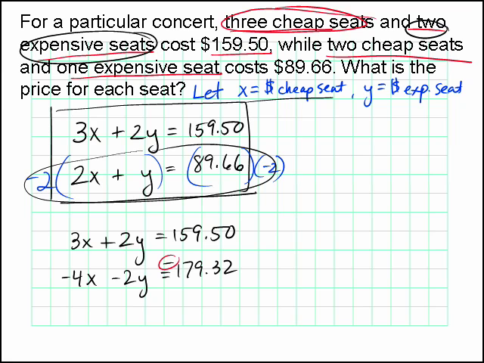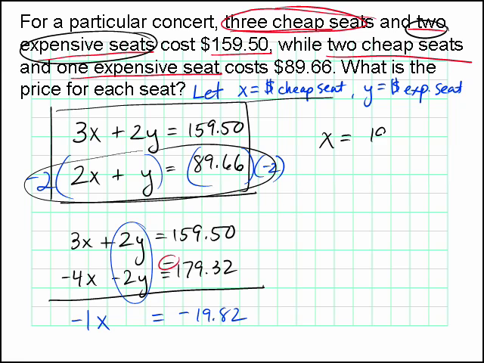I can add these equations together, and I will end up with a -1x. Notice that the y's have been eliminated. And that will equal 159.50 minus 179.32, which is -$19.82. And if I divide by -1, I have my result, x equals 19.82. Okay, so I've got my x.